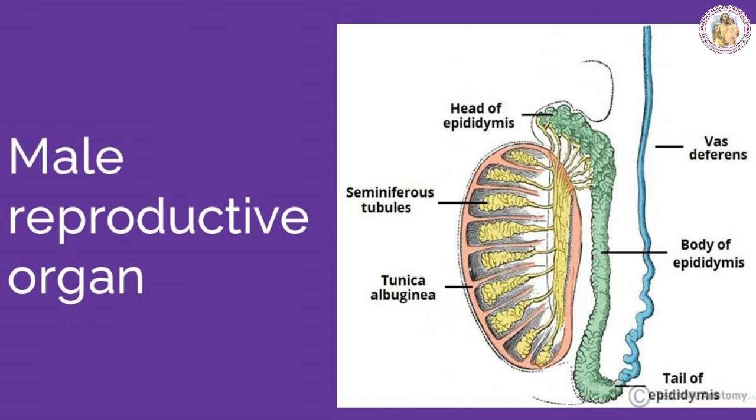Interstitial cells, or Leydig cells, are polyhedral in shape and lie between the seminiferous tubules and secrete testosterone, which initiates the process of spermatogenesis. So, this is a LS of human testis.